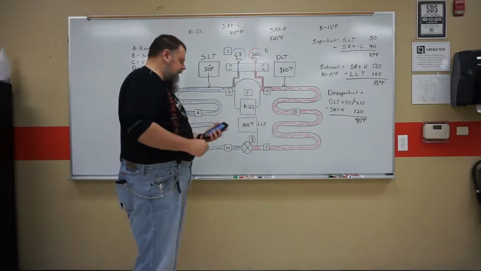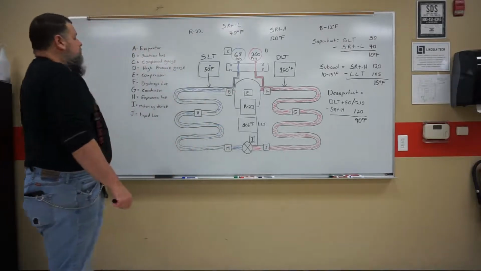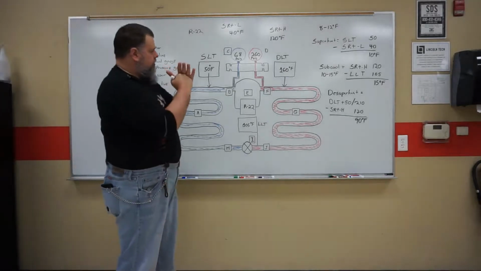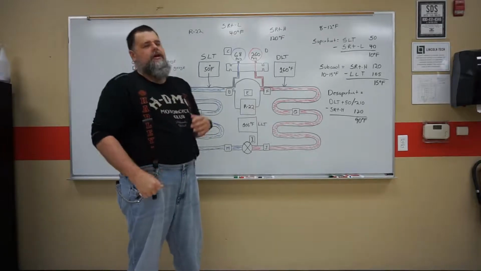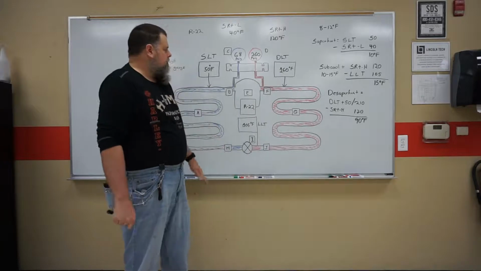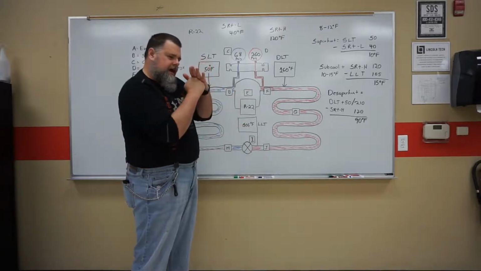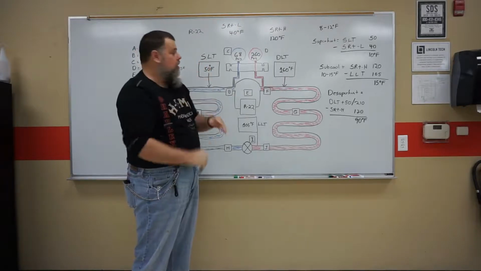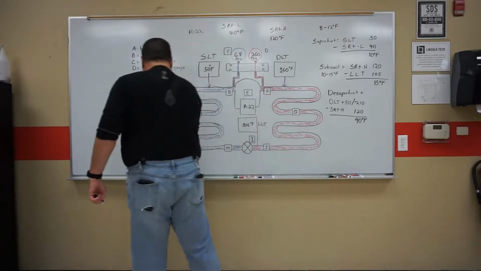Last but not least on here, we've got what we call compression ratio. Compression ratio is basically how much compression we're getting in it. Any of you guys that have worked on cars, you hear somebody say, oh, yeah, my engine's got 10-to-1 compression, 8-to-1 compression. So for every stroke of this compressor, it compresses the gas in there, and that's what raises the pressure and the temperature when it comes out through the discharge line. So we're going to do a compression ratio.